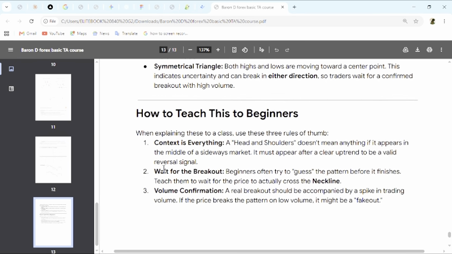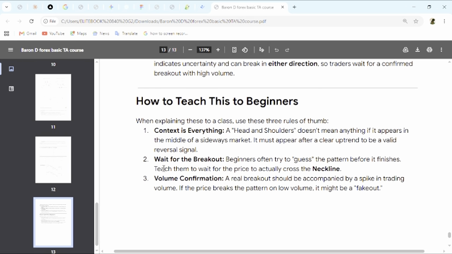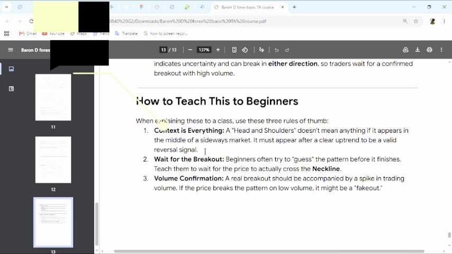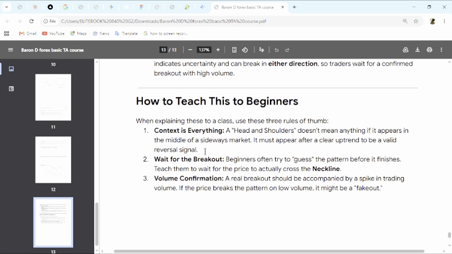A head and shoulders pattern doesn't mean anything if it appears in the middle of a sideways market. It must appear after a clear uptrend to be a valid reversal signal. So like I said before, you might see the chart pattern, but it might not work as you expect it to, because there are other things you need to add to it, like time frame alignment, other blocks, areas of liquidity, areas of internal and external range liquidity, and so on. So that's how it works.